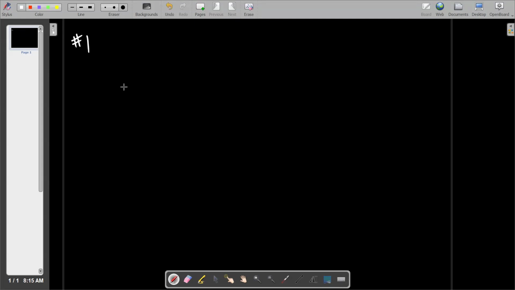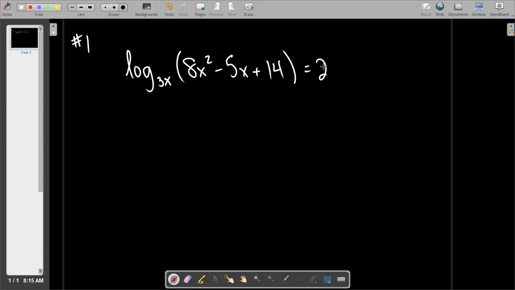So you had log base 3x of 8x squared minus 5x plus 14 equals 2. These questions are all going to be cut from the same cloth. It's going to be just immediate water cycle. So you're always going to be taking this to the power of 2. They're always going to be 2. Always, always. I mean, for now, for this.